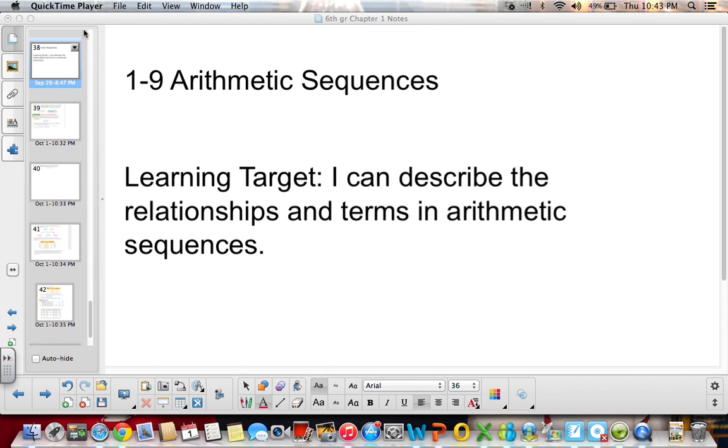Hi, 6th graders. We're on lesson 1-9, Arithmetic Sequences. Our learning target is: I can describe the relationships and terms in arithmetic sequences.